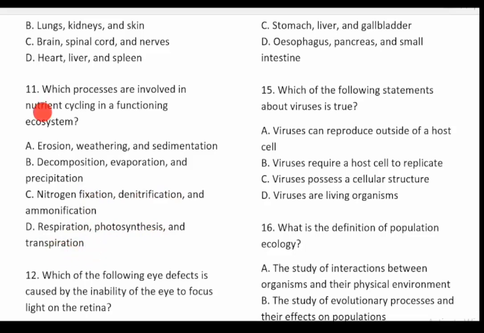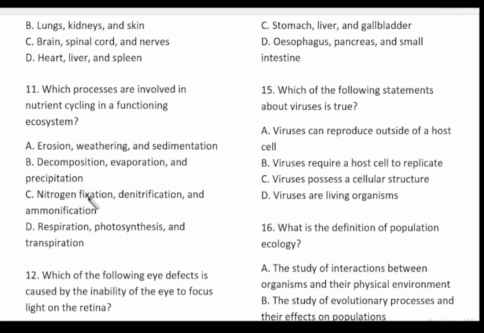Now, we made mention of nutrient cycling some questions back, and here we're also talking about the processes involved in nutrient cycling again. The major option that we have here is option C, nitrogen fixation, denitrification, and ammonification. All of these processes take place in nutrient cycling, particularly in the nitrogen cycle.